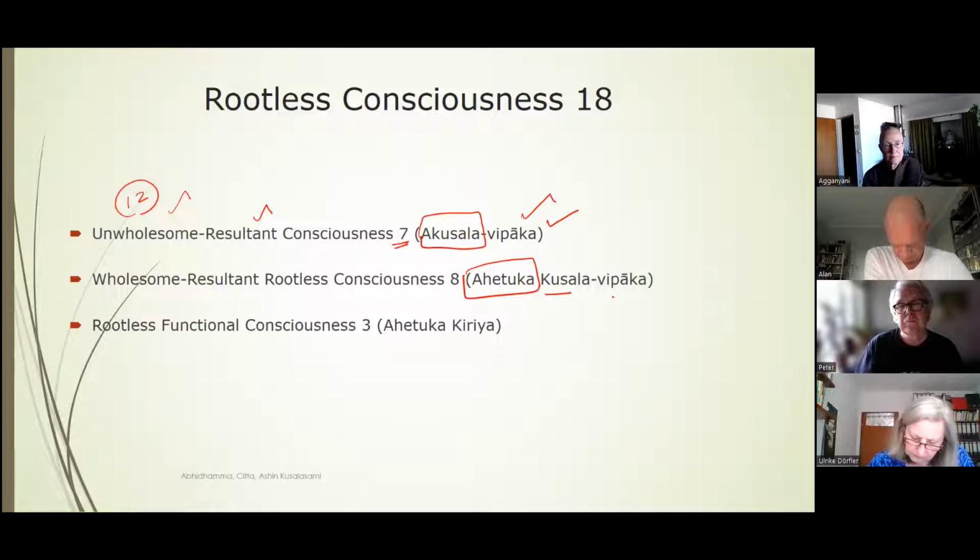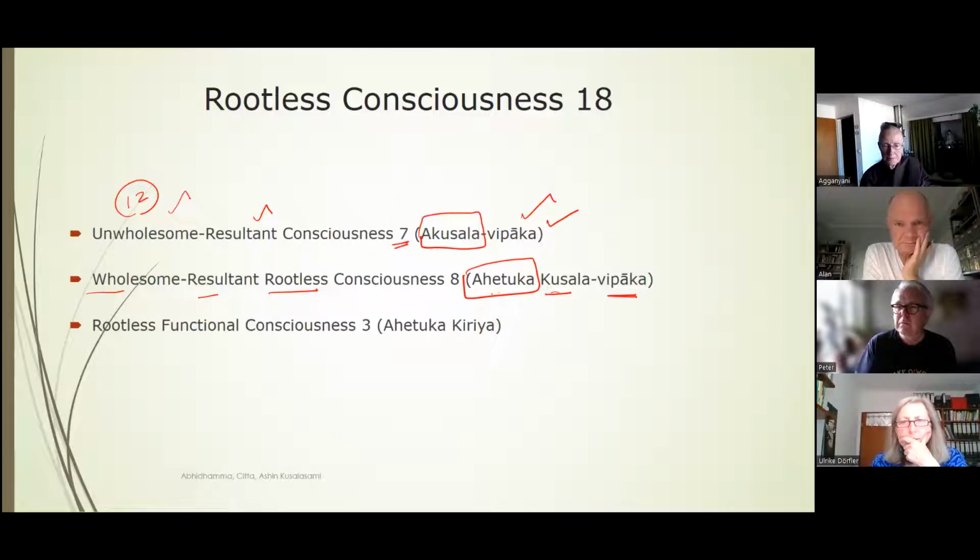Ahetuka Kusala Vipaka Ceta. I will talk about Ahetuka later. What is Ahetuka? Kusala is the opposite of akusala. Kusala is wholesome. A means negative, so the opposite of wholesome is unwholesome. So kusala is wholesome, ahetuka means rootless, and vipaka means resultant.